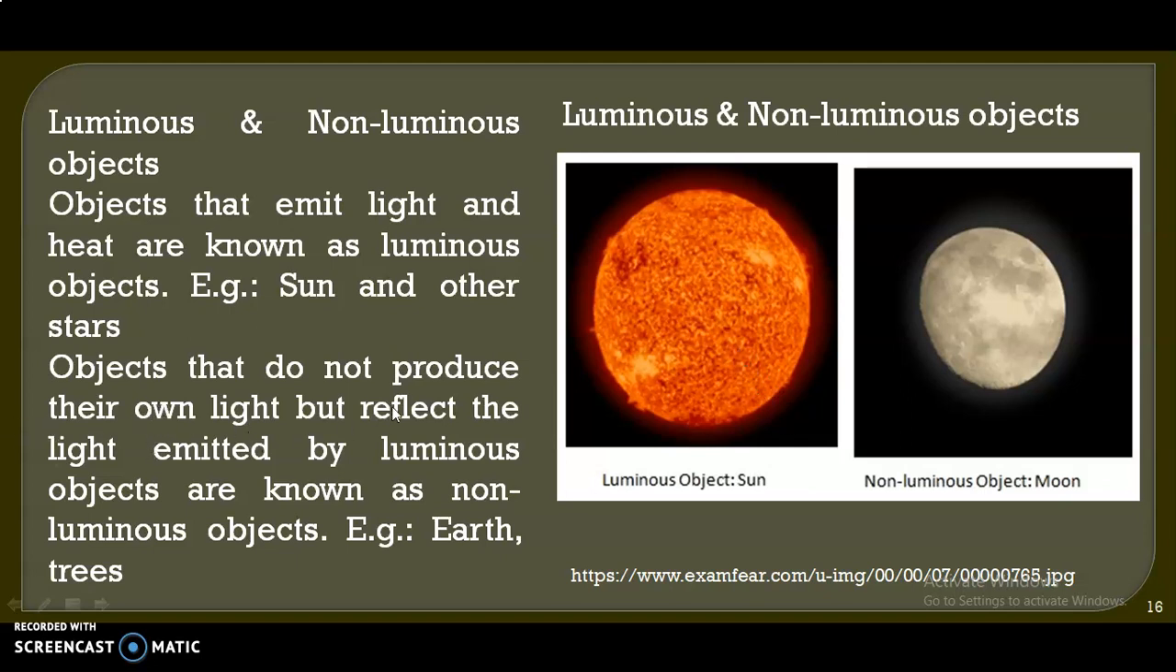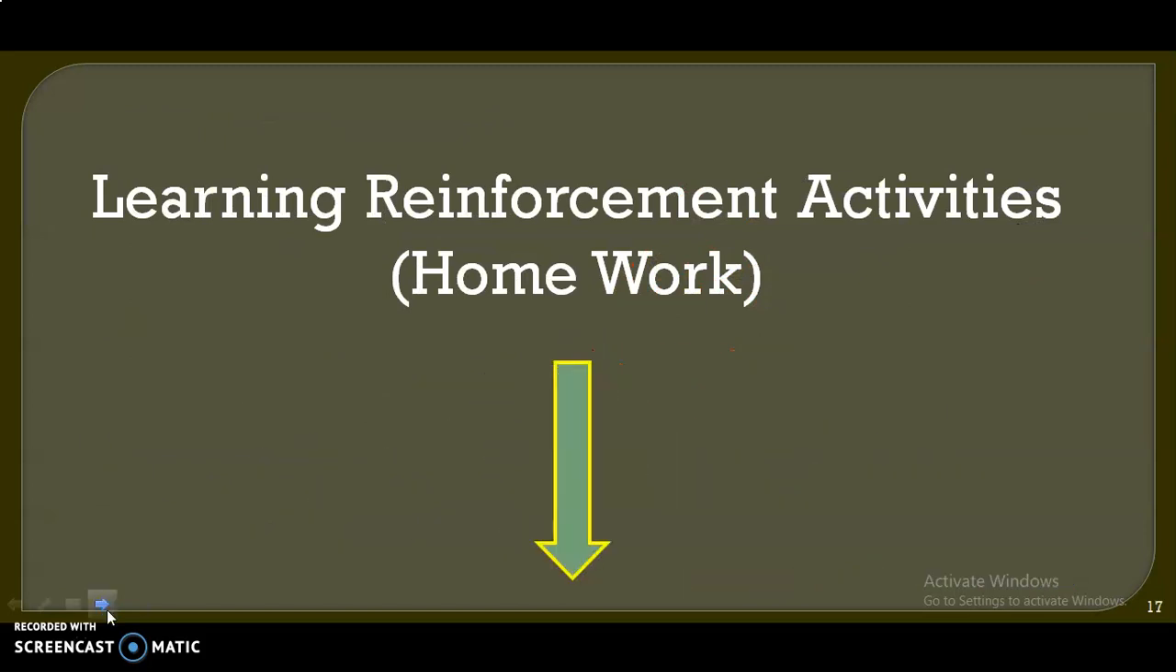Then there are objects that do not produce their own light but reflect the light emitted by luminous objects. For example, the planets, the moon. These objects, planets and the moon, or earth, trees, they do not give out their own light. Instead, they reflect the light of the sun. So such objects are called non-luminous objects.